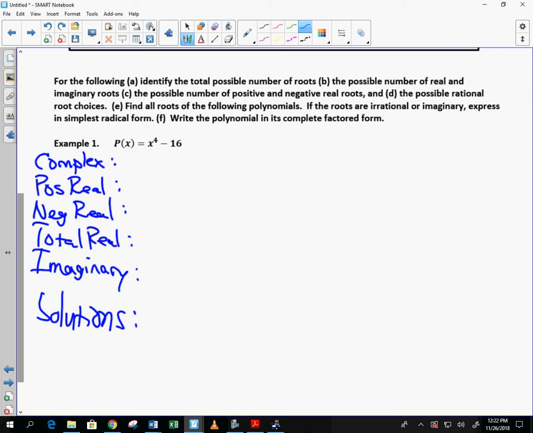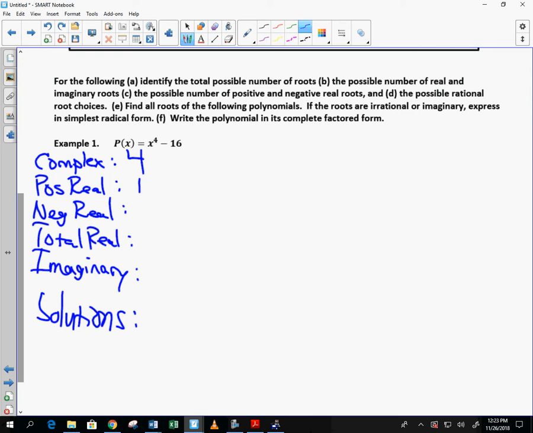Easy question. How many complex solutions are there? 4. Complex means the total number of real and imaginary together. Okay? Do you remember from a previous lesson how we determine how many positive real solutions there are? What do I look for? The changes of signs. Yeah, the changes from positive to negative. Does this change sign? How many times? So therefore, I have one positive real solution.